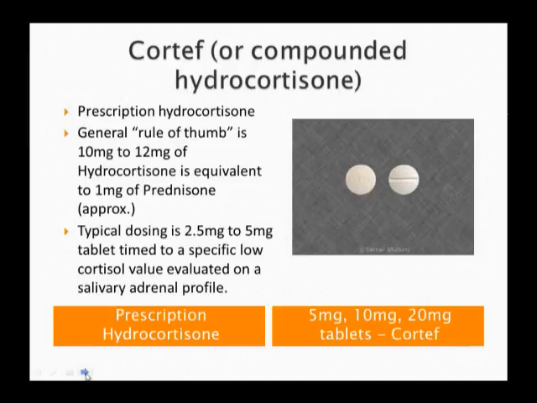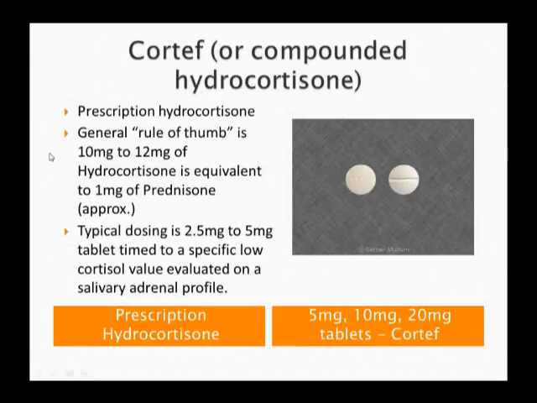Cortef comes in 5, 10, and 20 milligram tablets. Often when I compound it, many times I'll start with a lower dose. I might start with a 1.25 or a 2.5 milligram capsule. The typical dosing of Cortef really is best linked to the information provided by the salivary adrenal test. So you have an idea of what levels throughout the day are high or low. So a typical dosing could be 2.5 to 5 milligram tablet timed specifically to a low cortisol value off that adrenal profile.